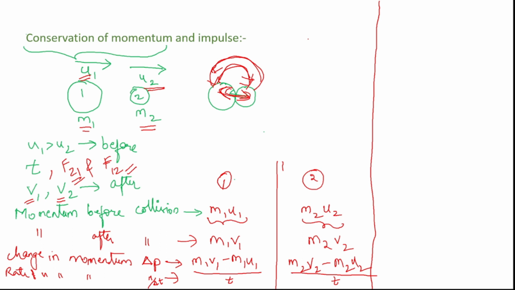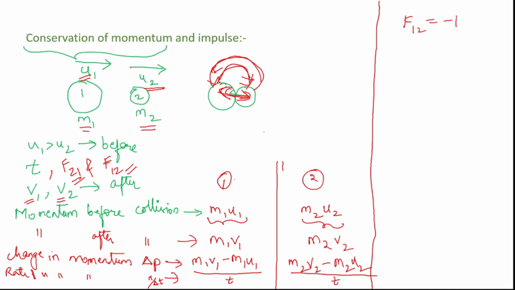According to Newton's third law of motion, the force exerted by the first object on the second object is equal to the force exerted by the second object on the first one, right? So how can we write this?